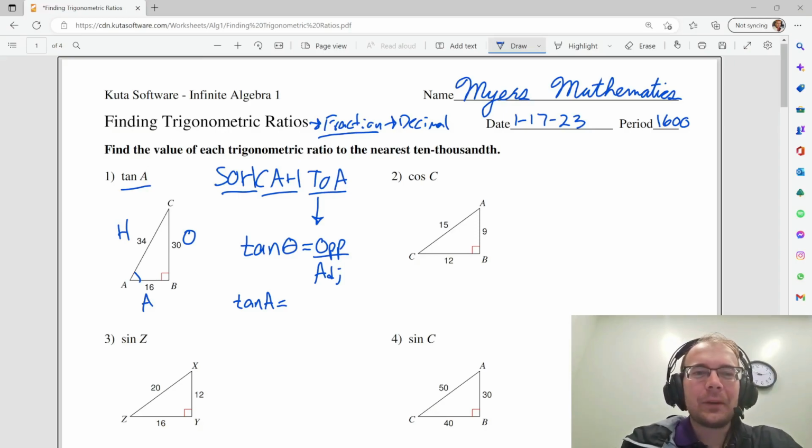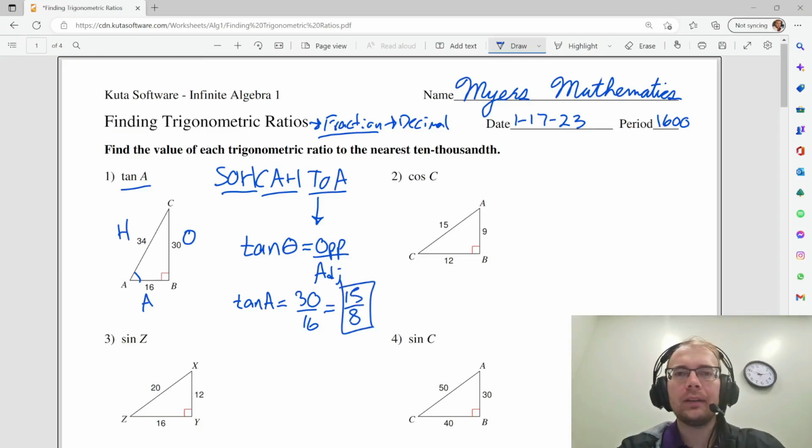So OA, opposite is 30, adjacent is 16, and we can simplify that down a little bit because 30 and 16 both go into 2. So that would be our answer. All right, and that is how you do this.